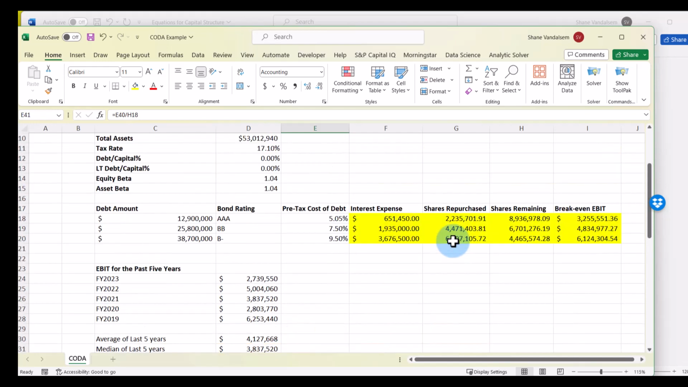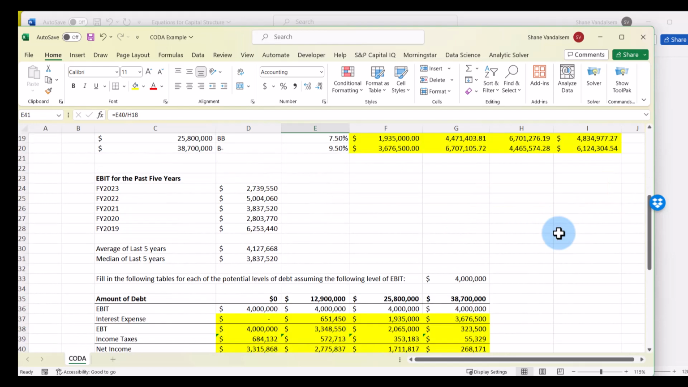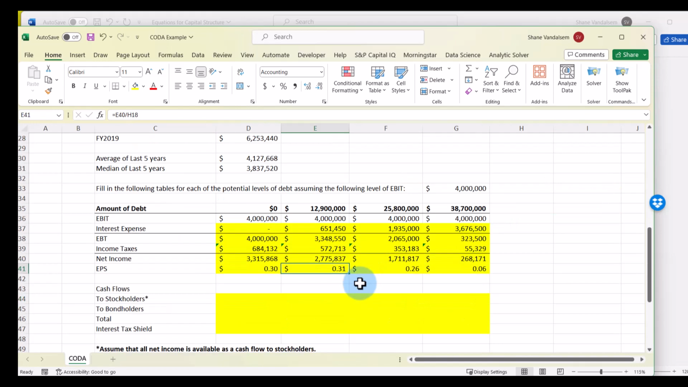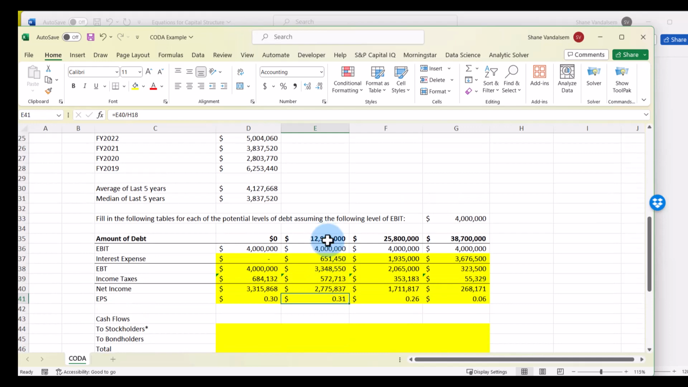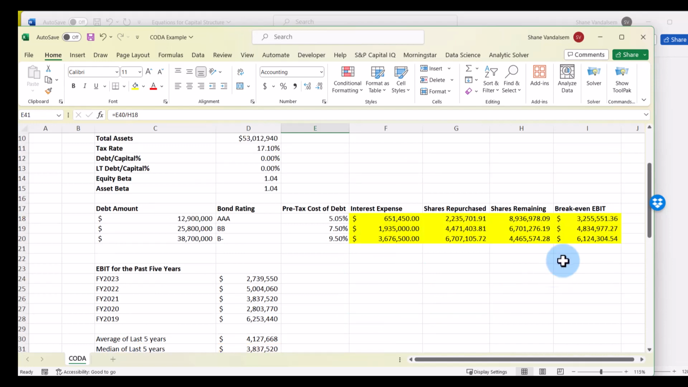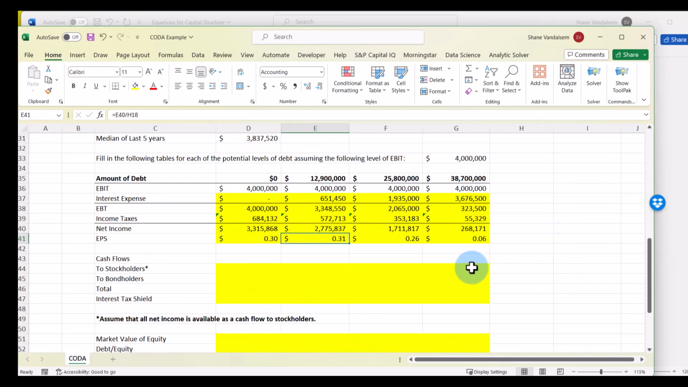And that makes sense. That goes along with that level of break-even EBIT. So our assumed level of EBIT at $4 million is greater than the break-even EBIT up here, and it adds a little bit of value for the stockholders because it increases the earnings per share slightly. Above this level of debt, the assumed level of EBIT is less than the break-even EBIT, and we can see what happens in that case: the earnings per share fall.